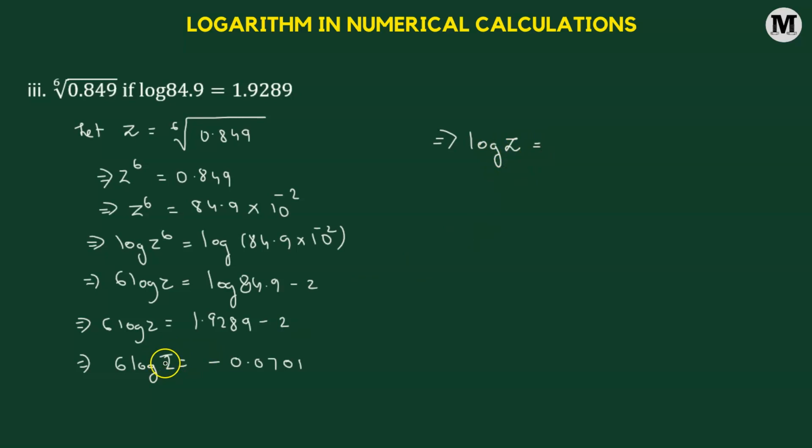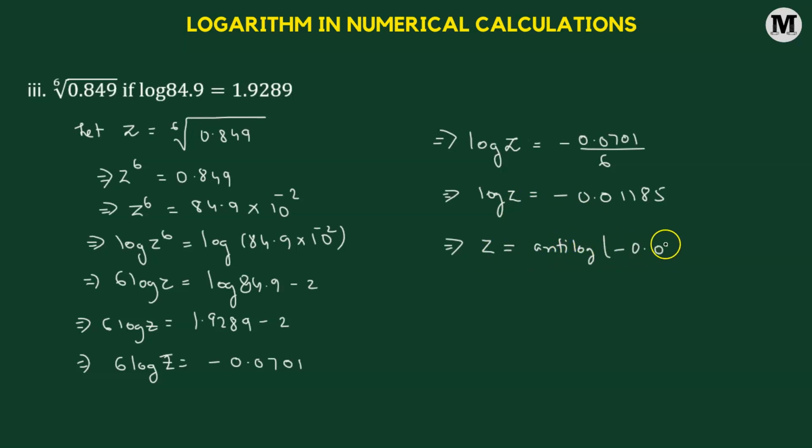negative 0.0701 divided by 6. So we have log of z equals -0.01185. That's going to be the value of log of z, and to find the value of z, we have to take the anti-logarithm. In other words, we have to find z. So z comes out to be the anti-log of negative 0.01185. Now, to find the anti-log of this number, we would have to use a table.